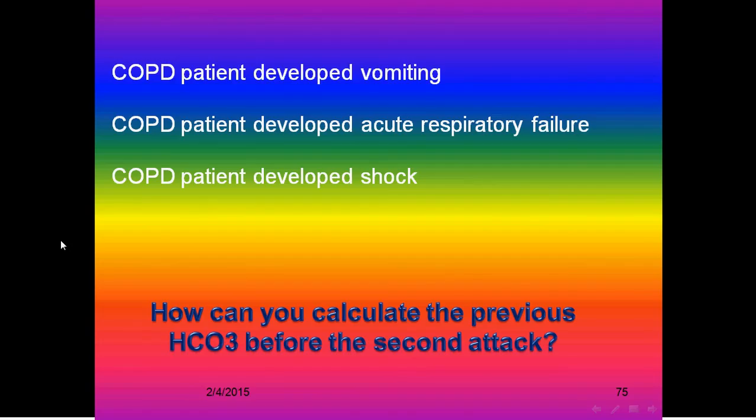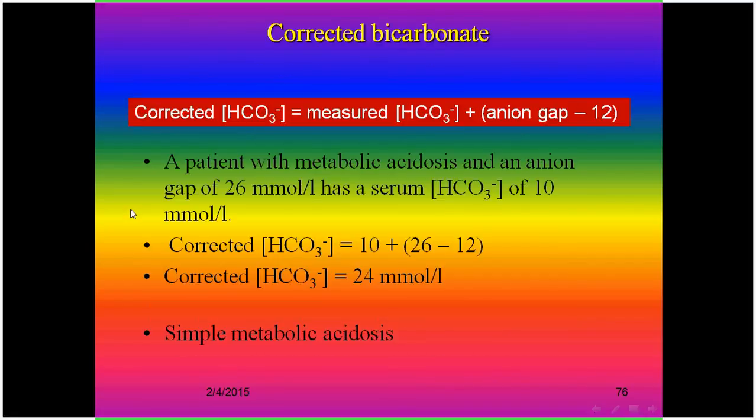If the problem is not just a simple acute exacerbation, maybe a mixed disorder, then I have to use the corrected bicarbonate. The corrected bicarbonate equals the measured bicarbonate plus the anion gap minus 12. Like this patient with metabolic acidosis and an anion gap of 26 millimoles per liter, who has a serum bicarbonate of 10 millimoles. So the corrected bicarbonate will be the measured bicarbonate plus 26 minus 12. This means that the patient had a normal bicarbonate. This is a simple metabolic acidosis.